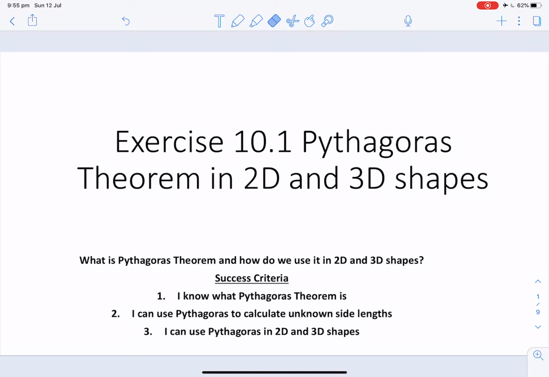10.1 Pythagoras theorem in 2D and 3D shapes. What is Pythagoras theorem and how do we use it in two-dimensional and three-dimensional shapes? As success criteria, I know what Pythagoras theorem is. I can use Pythagoras to calculate unknown side lengths, and I can use Pythagoras in two-dimensional and three-dimensional shapes.